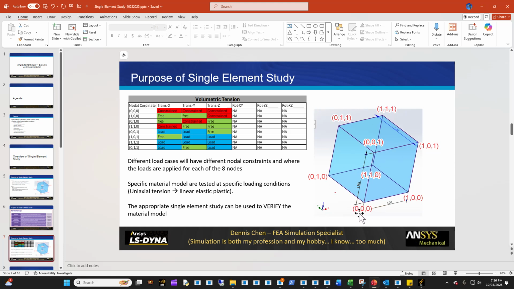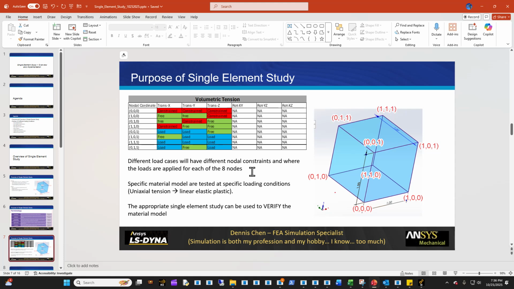Each of them has a coordinate. So this is the origin, and then this is 1 millimeter in the x direction, this is 1 millimeter in the y direction, this is 1 millimeter in the z direction, and so on and so forth. Right? So basically, I have a nodal brick that has these specific nodal coordinates. These nodal coordinates obviously correspond to the node locations, but it also has a specific constraint that we'll want to apply to it.